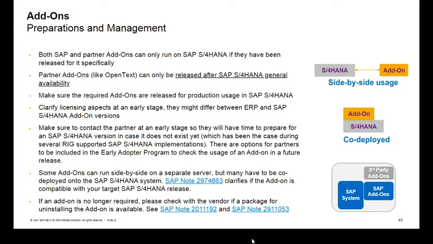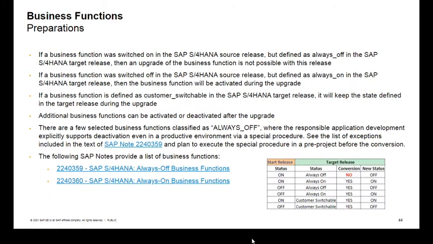Business functions is also an important area, so that goes typically hand in hand with the add-ons. We also need to look into the business functions. You need to check if a business function was switched off in the source release, but if it is now defined as always on, then it would be activated during the upgrade, for example. There's also a note around this. There's a couple of notes actually, and those are the two most important ones that are referenced here, and they will take you to more information around it. Make sure you also look into that area.